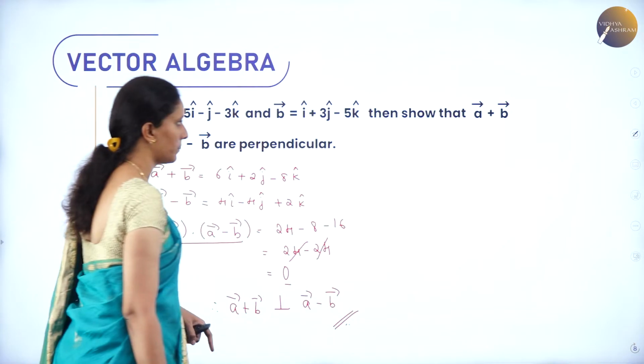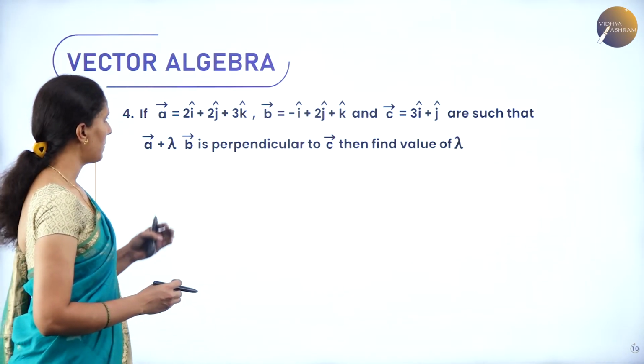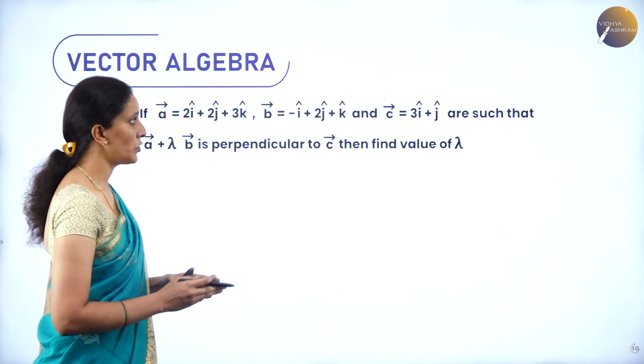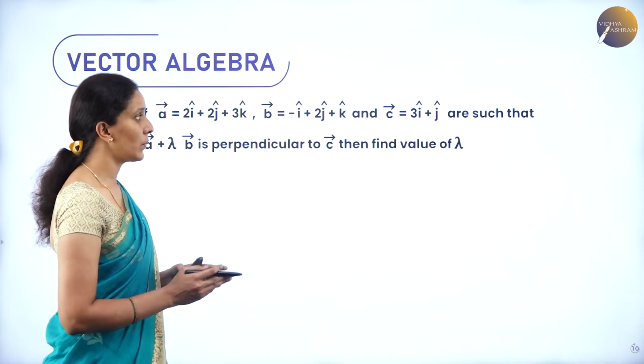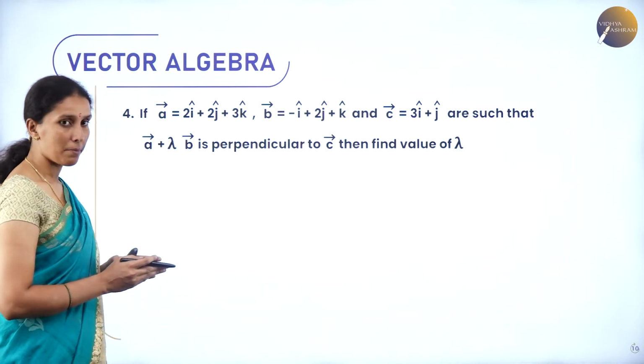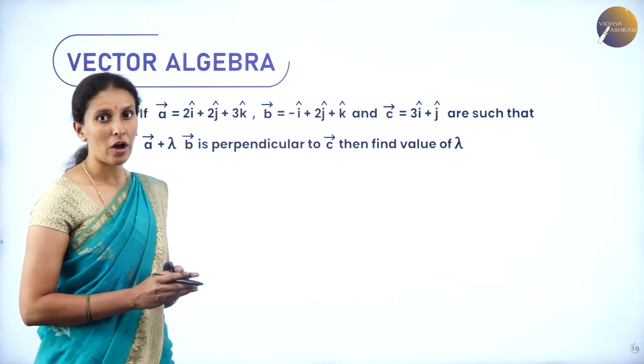Hence proved. Next, if vector A is equal to 2i plus 2j plus 3k and vector B is equal to minus i plus 2j plus k and vector C is equal to 3i plus j are such that vector A plus lambda into vector B is perpendicular to C, then find the value of lambda.